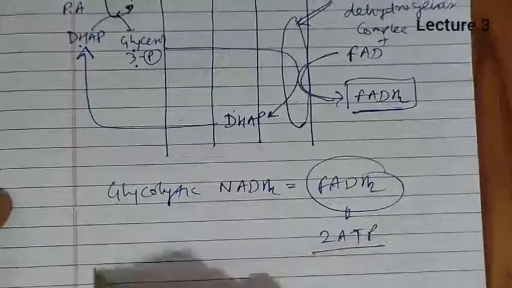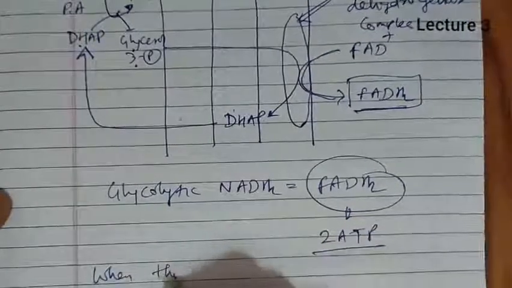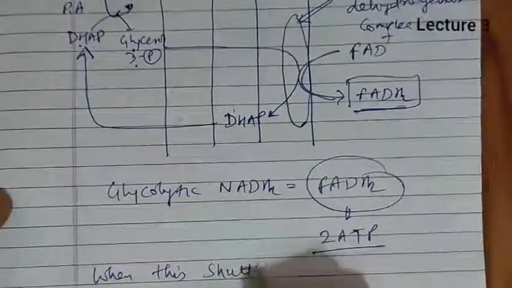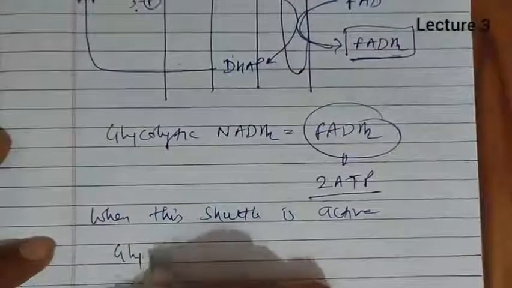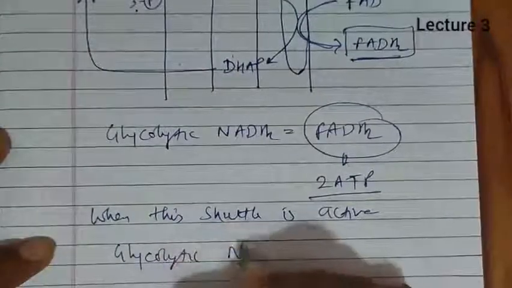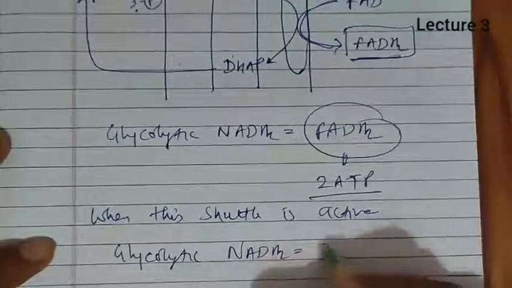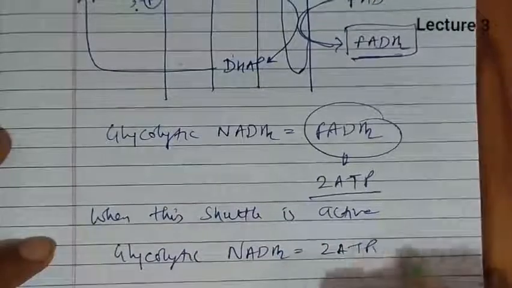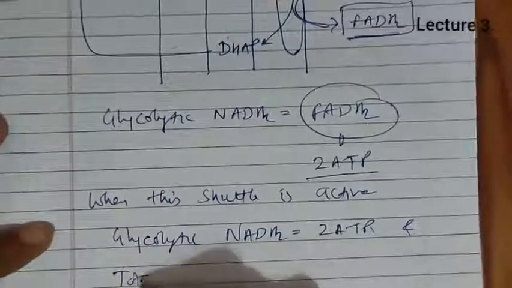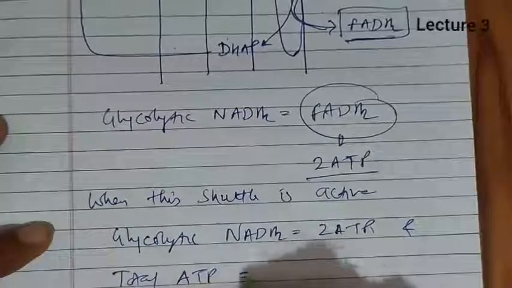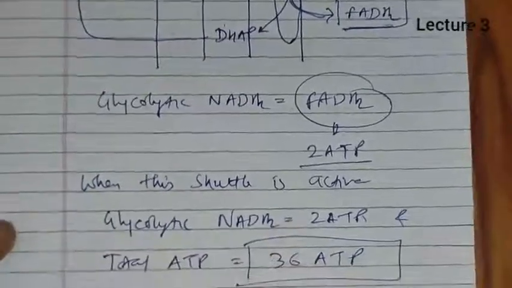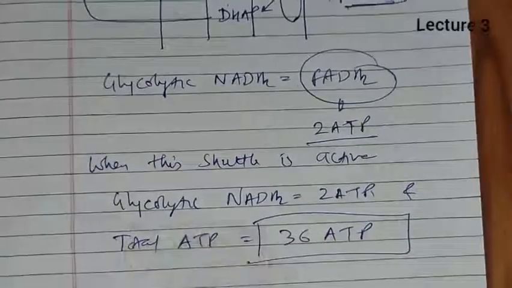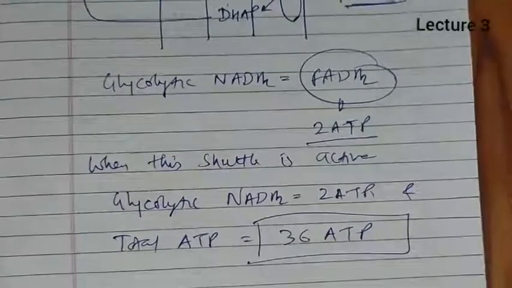So when this shuttle is active, glycolytic NADH2 is equal to 2 ATP, and total ATP becomes 36 ATP from one glucose when we carry out a complete calculation.